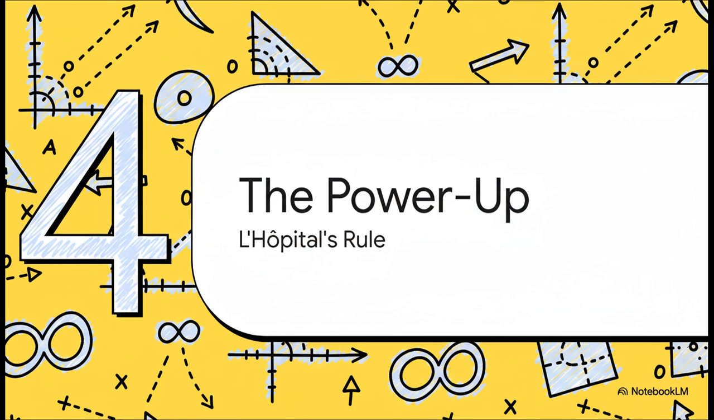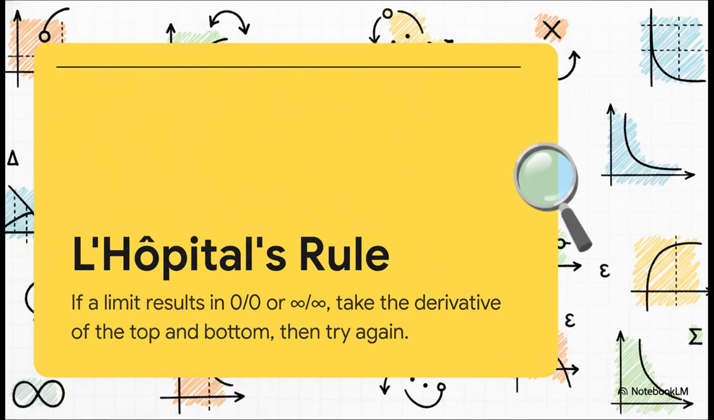For those really tough cases, we need a sort of power-up. It's like a secret weapon for limits, and it's called L'Hopital's rule. So how does this magic rule work? It's actually shockingly simple to use. If you try to plug in your number and you get 0 over 0 or infinity over infinity, L'Hopital's rule says you can just take the derivative of the top part and the derivative of the bottom part separately and then try to take the limit again. It is an unbelievably slick trick for solving problems that look completely impossible at first glance.